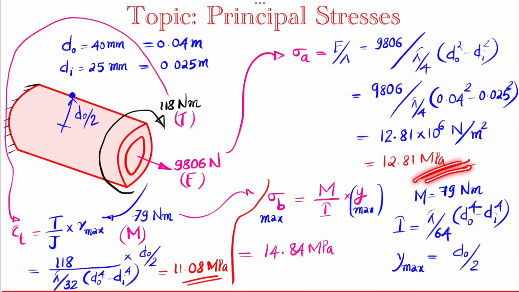So now we have evaluated the effect of all these loads. The axial load is creating an axial normal stress of 12.81 megapascal, the bending moment is creating a maximum bending stress which is tensile, because both tensile stresses get added up, as I have shown in the previous element, and the torque is producing a torsional shear of 11.08 megapascal. Next we will be drawing the state of stress, and from that state of stress we will evaluate the required principal stresses and maximum shear stress.